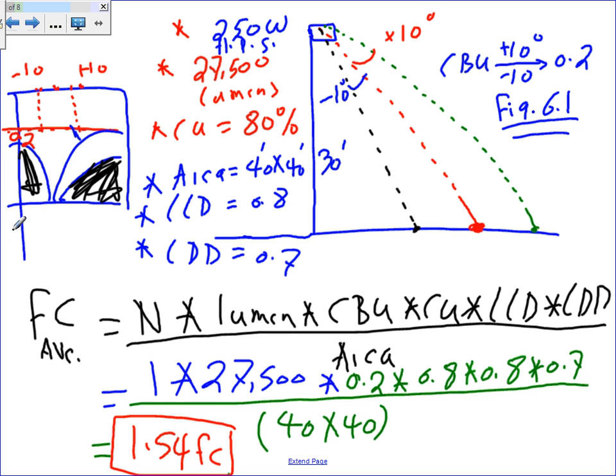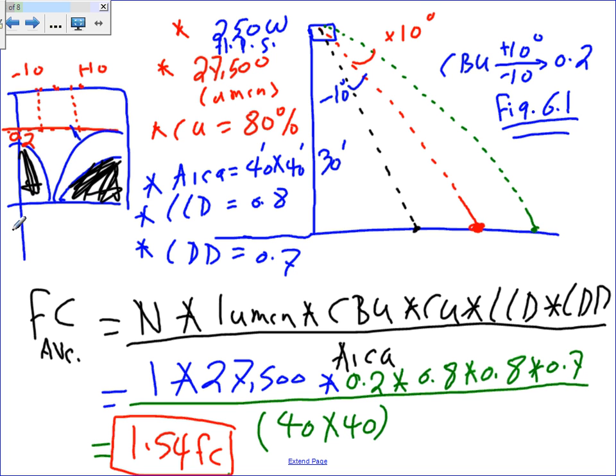Can you guys see that? There's a plus 10 or minus 10. If you go all the way down and cross-reference it to the y-axis, you're going to get 0.8, I'm sorry, 0.2. Everybody can see where you find that? So for this fixture, based on this orientation, my beam utilization is going to be 0.2. Okay, now it's plug and play.